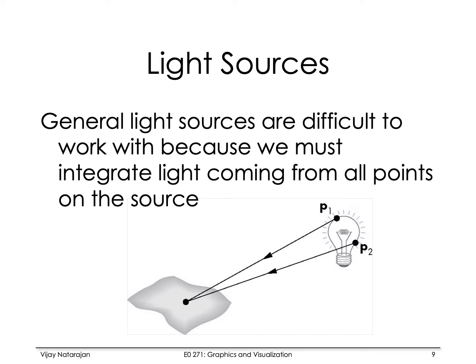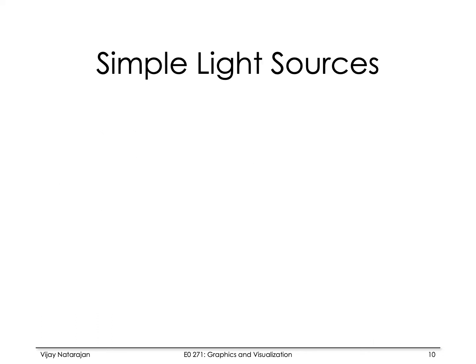So general light sources are area light sources. For example, this bulb. These are difficult to work with because essentially you have to integrate all the light coming from the various points on the light source. So what you see here is just 2 points from the light source, but there are an infinite number of such points. In practice, we model simple light sources. More specifically, we model what's called a point source. We model a point source by specifying its position and color.